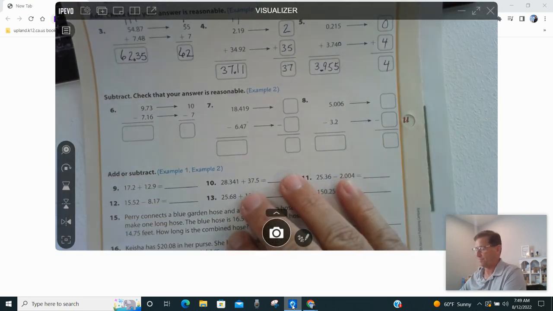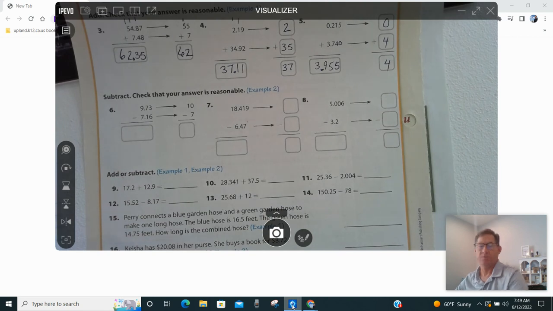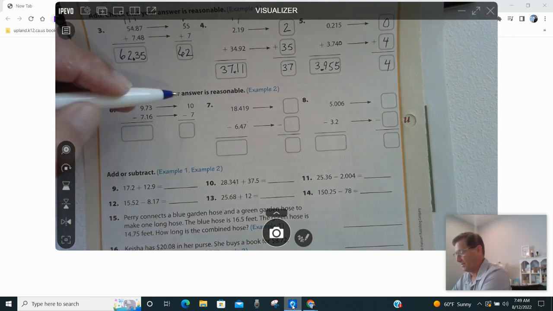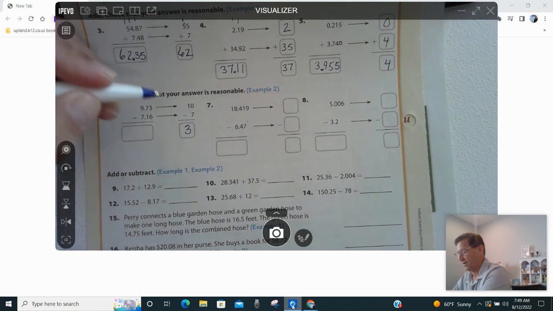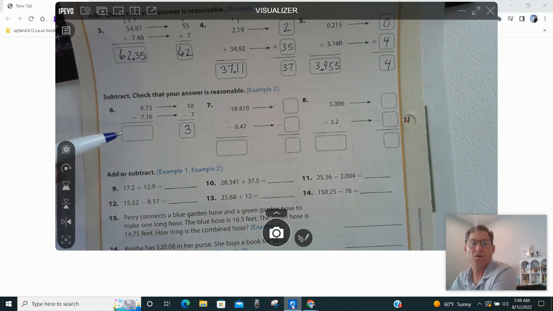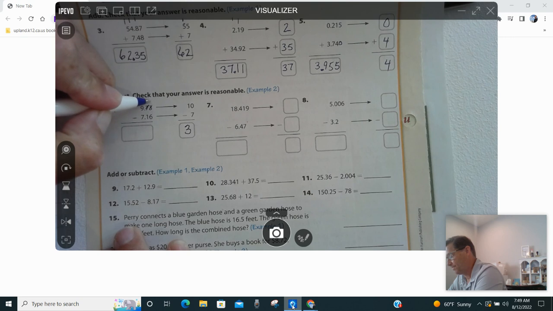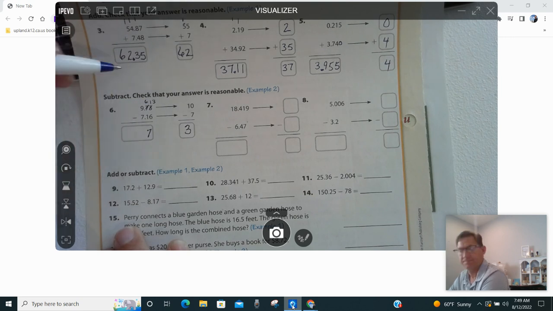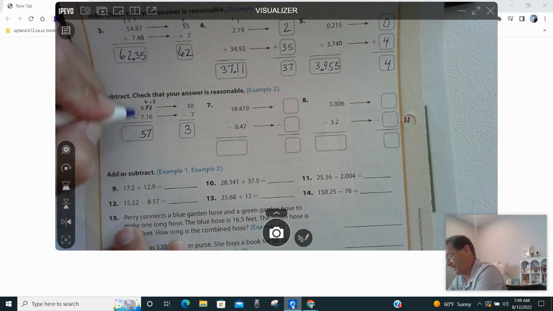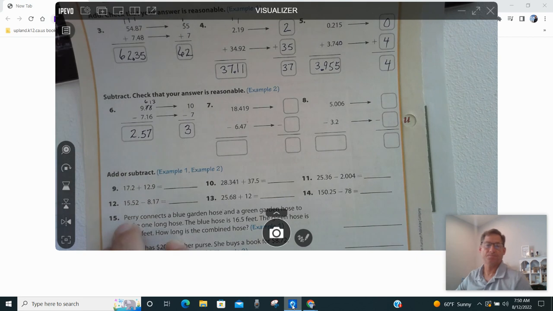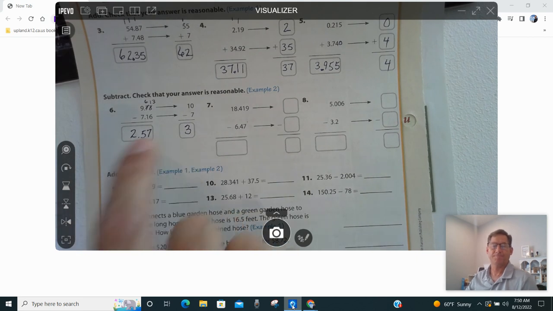Okay, number 6. Subtract and check that your answer is reasonable. So they rounded this for us, and so 10 take away 7 is 3. So we should have an answer that's close, a difference that's close to 3. All right, so 6 hundredths taken from 3 hundredths. Can't do that, so we're going to regroup. 13 hundredths take away 6 hundredths is 7 hundredths. 6 tenths take away 1 tenth is 5 tenths. And 9 take away 7 is 2. And those are close together, so it's reasonable.